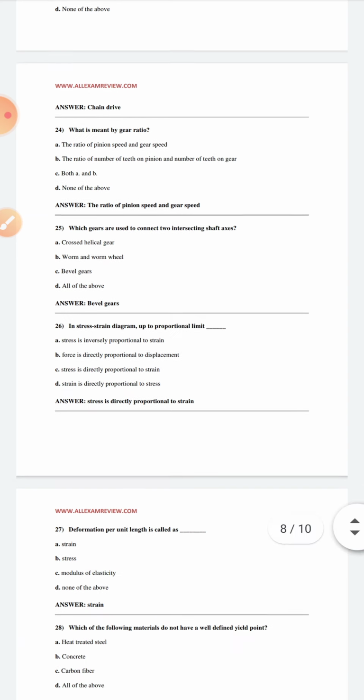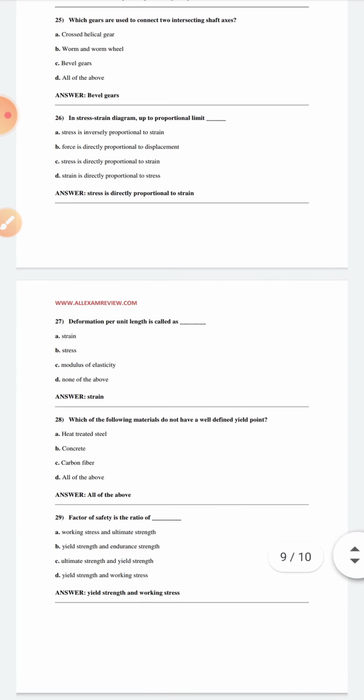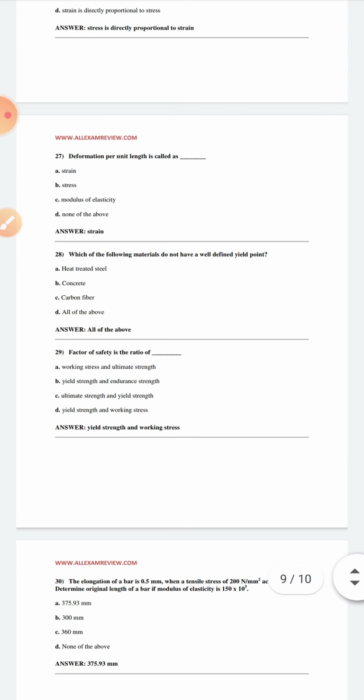Deformation per unit length is called strain. Which of the following materials do not have a well-defined yield point? Heat treated steel, concrete or carbon fiber. Factor of safety is the ratio of yield strength and working stress.